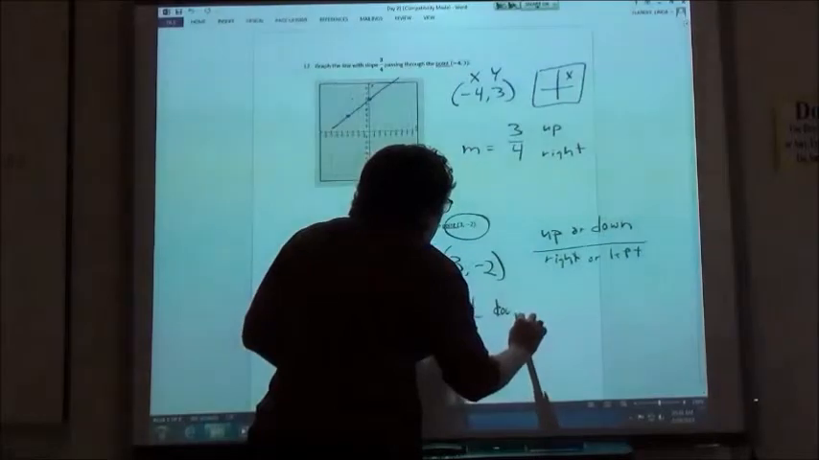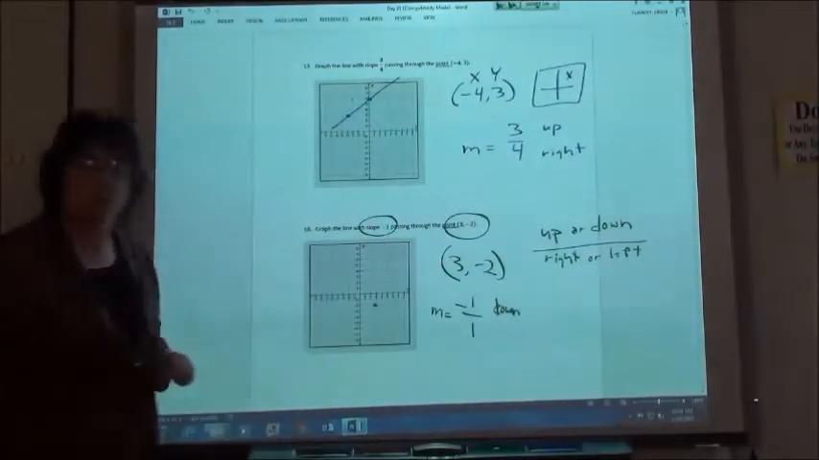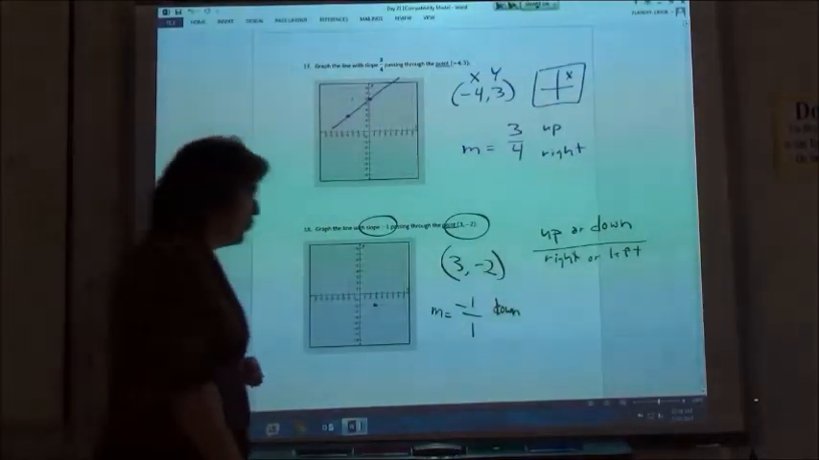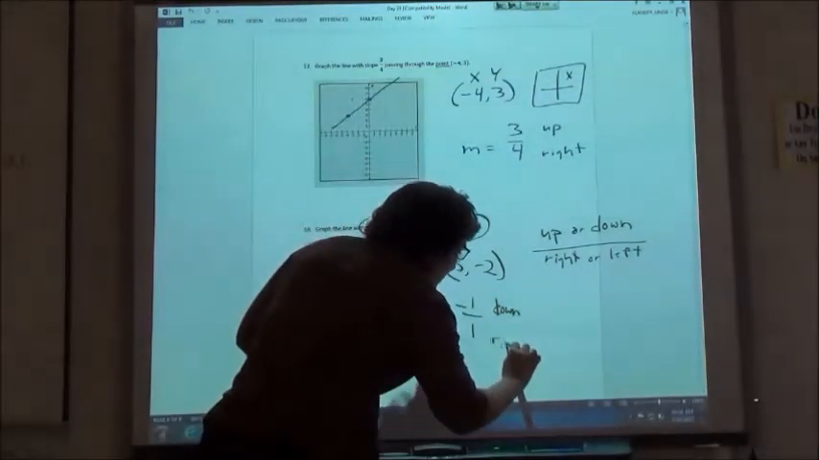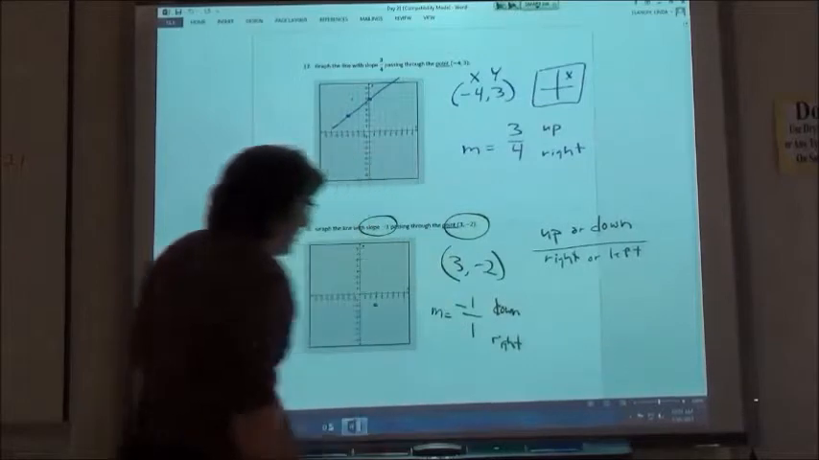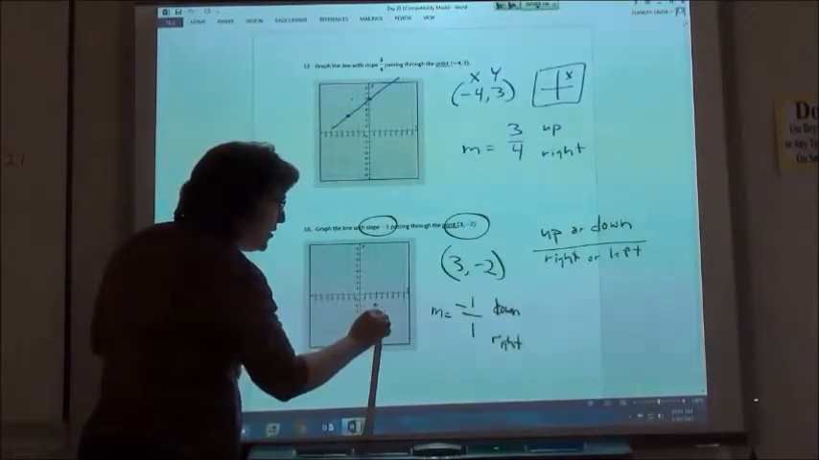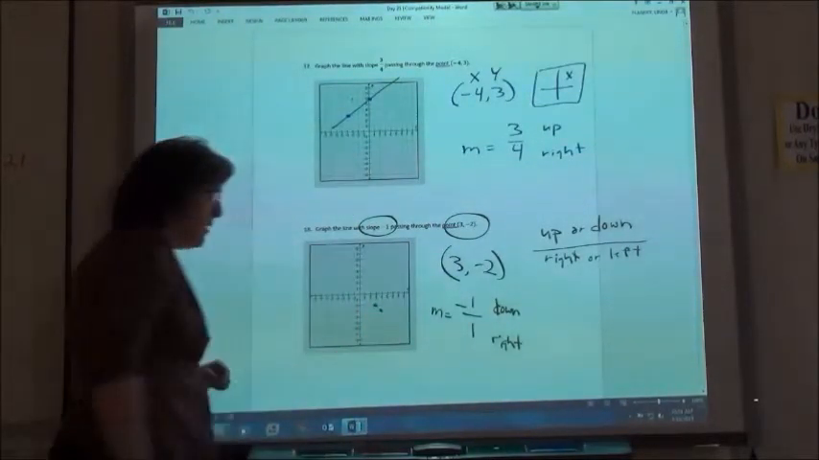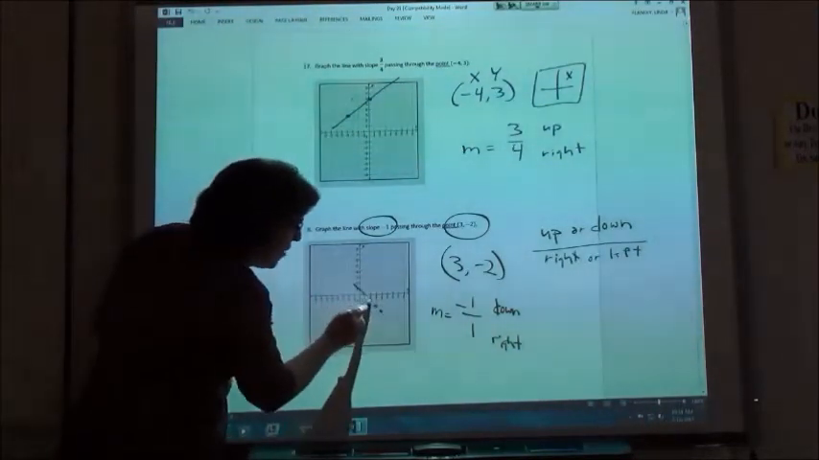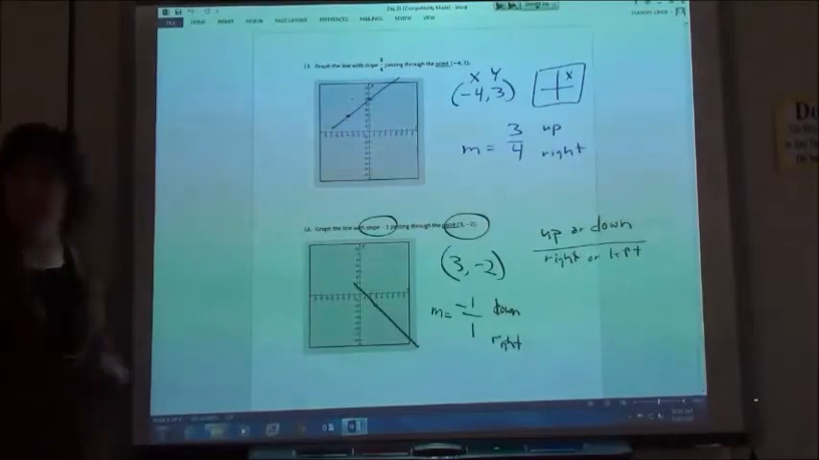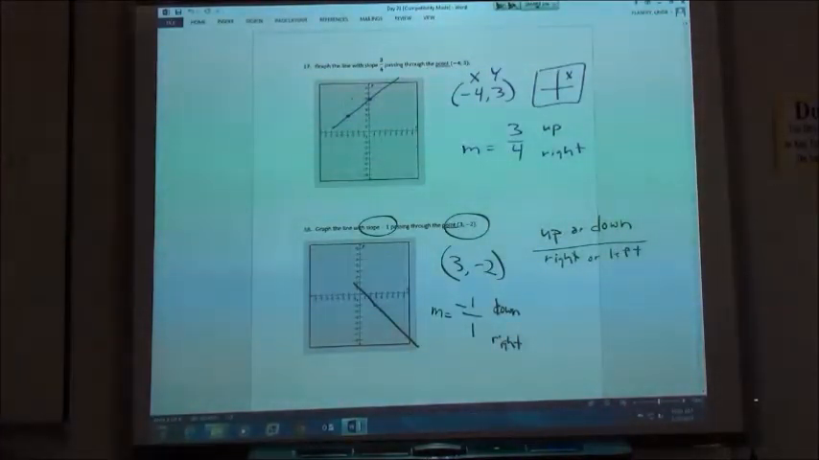Down and to the right. Is this a negative or a positive? It's a positive, right? Down and to the right. So I'm going to go down 1 and to the right 1, because when I connect those two dots, what happens? They have to go downhill because my slope is negative. So we got -1 over 1. So we went down 1 and over 1.